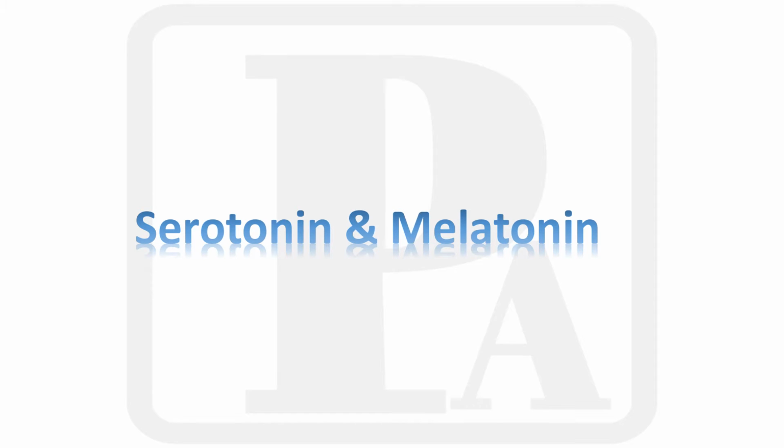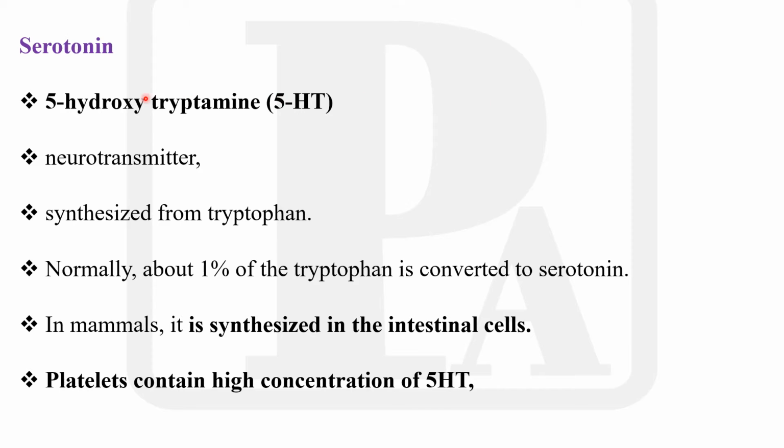Dear students, now we are going to see serotonin and melatonin. Serotonin is otherwise called 5-hydroxytryptamine, or 5-HT. It is a neurotransmitter mainly synthesized from the amino acid called tryptophan. Normally 1% of this is enough to convert into serotonin. It is mostly synthesized in the intestinal cells for mammals, and platelets have a high concentration of serotonin.